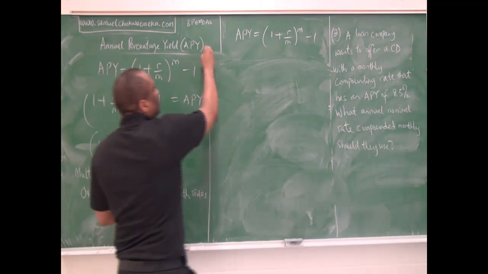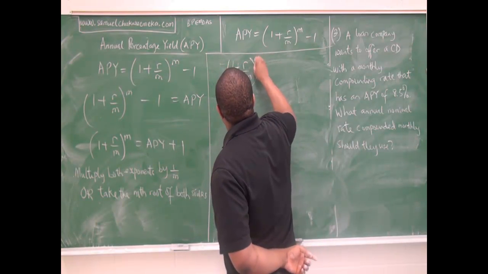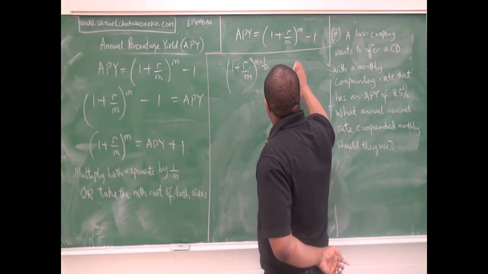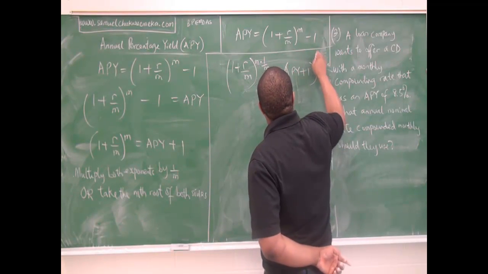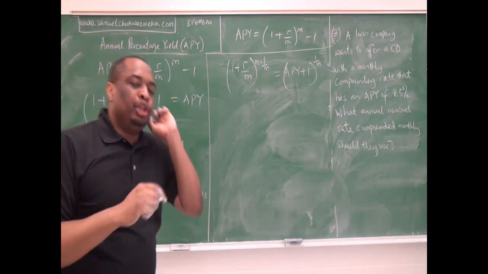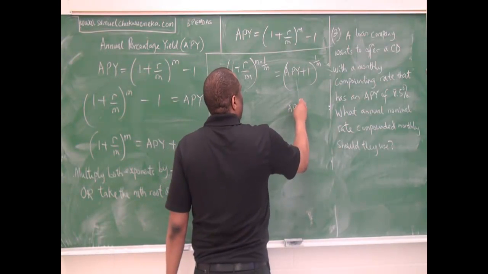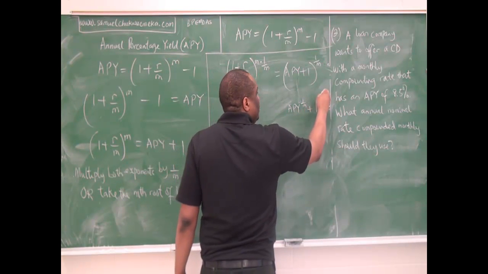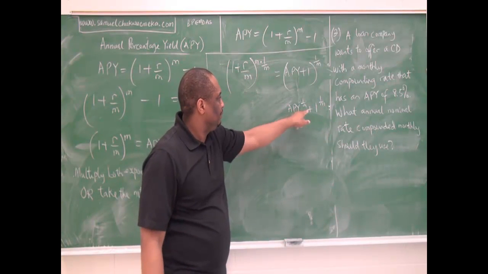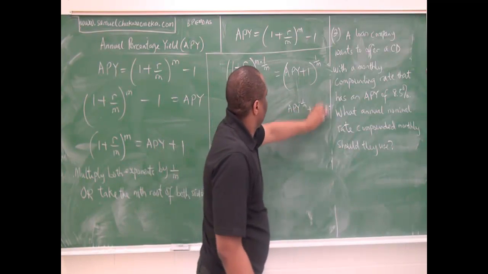So what would this be now? This will be (1 + r/m) raised to power m times 1 over m, equal to (APY + 1) raised to power 1 over m. Okay, it will be everything. Now, do not, I repeat, do not, please, write this as APY raised to power 1 over m plus 1 raised to power 1 over m. Do not ever do this. This is not the same thing.